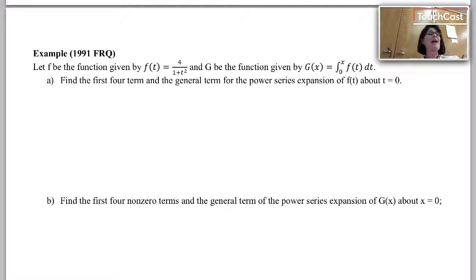So let's try this one. Here I have a function f of t that's equal to 4 over 1 plus t squared. The next part is also true, but it doesn't apply to part A. Find the first 4 terms and the general term for the power series expansion of f of t about t equals 0. The about t equals 0 means I'm not going to shift it. I'm not going to use t plus something or t minus something. I'm going to start with a power series that I know.